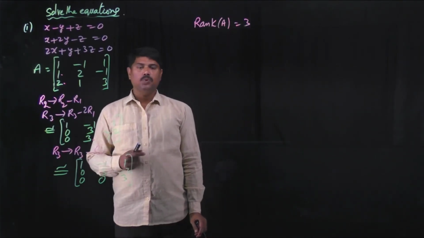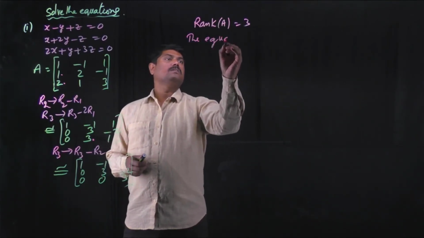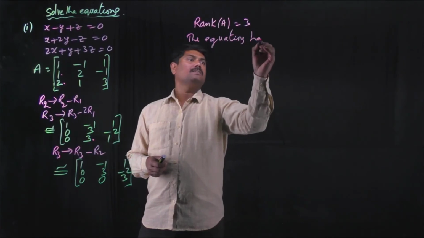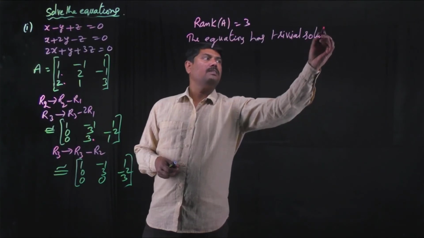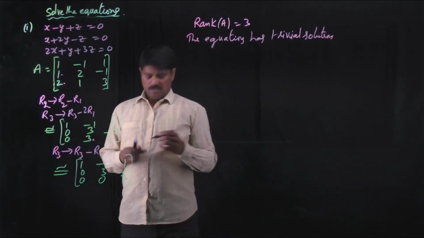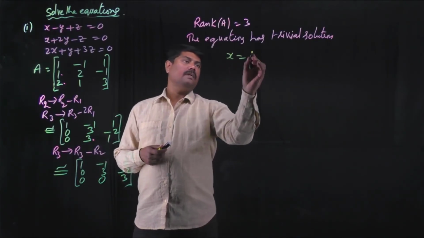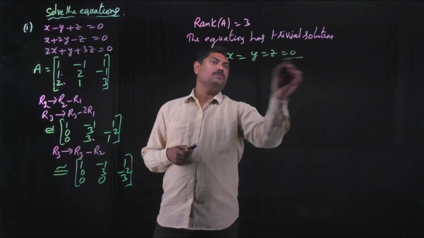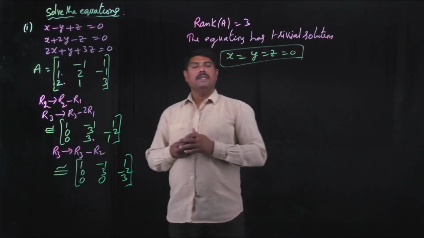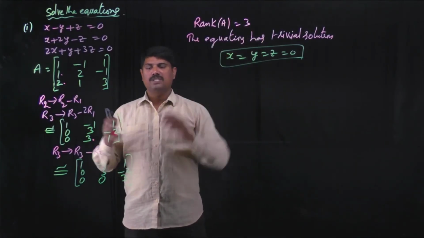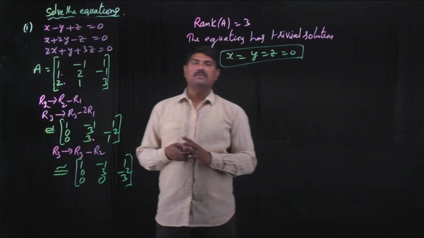If the rank of the coefficient matrix is 3, then what is the conclusion? The equations have a trivial solution. So what is the trivial solution for the homogeneous equations? That is x, y, z all are zeros. That is the trivial solution. If the rank of A is less than 3, then the equations have a non-trivial solution. So you have an infinite number of non-trivial solutions there.